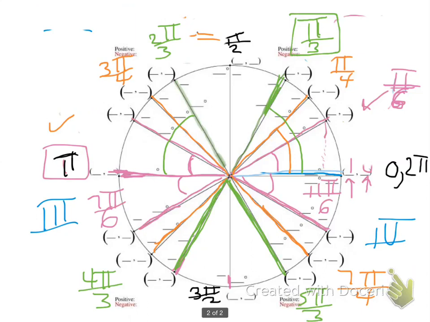So hopefully this will help you be able to identify points on the unit circle and how it relates back to quadrant number 1. So hopefully you'll be able to take a blank unit circle and get some practice doing that.